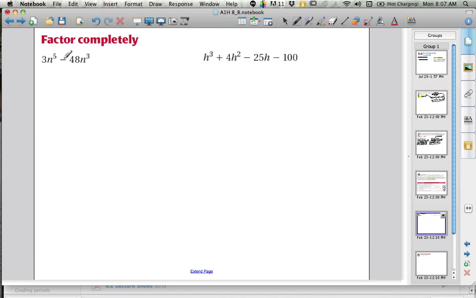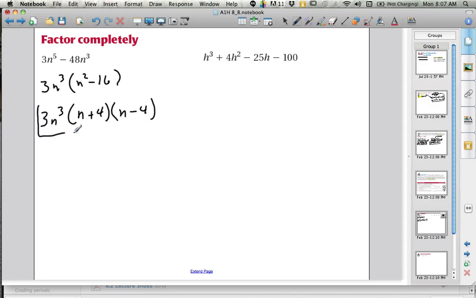All right, when I take a look at this, I can see there's a monomial factor I can take out of this. I could take 3 out of each of these items, and I can also take an n cubed out of each of these items. 3n cubed. And what that leaves over here is n squared minus 16. Okay, now I can see that this is a perfect square and that's a perfect square. So this is the difference of 2 squares. This is n plus 4 times n minus 4. And now I've got everything broken down and I have factored it completely. This is done.